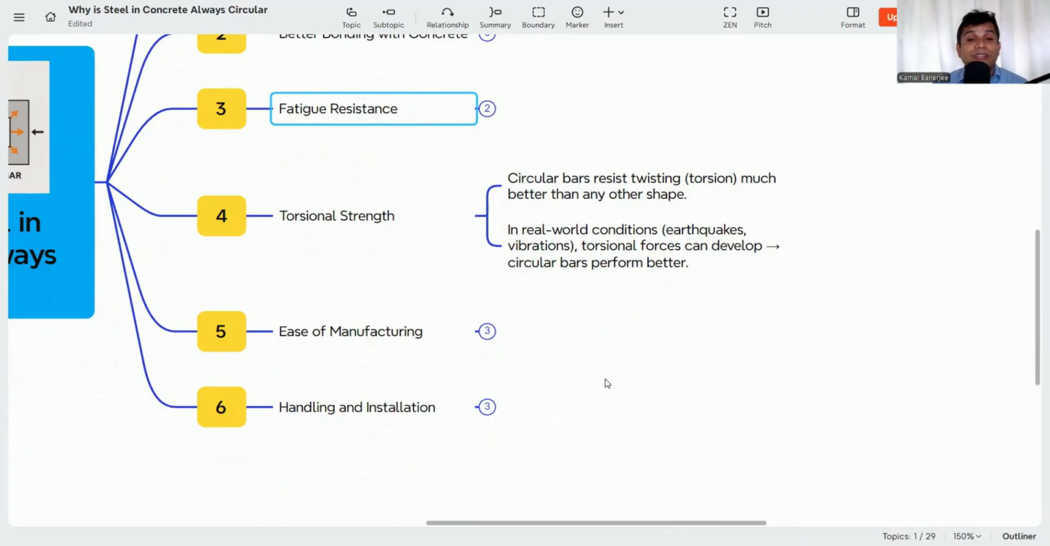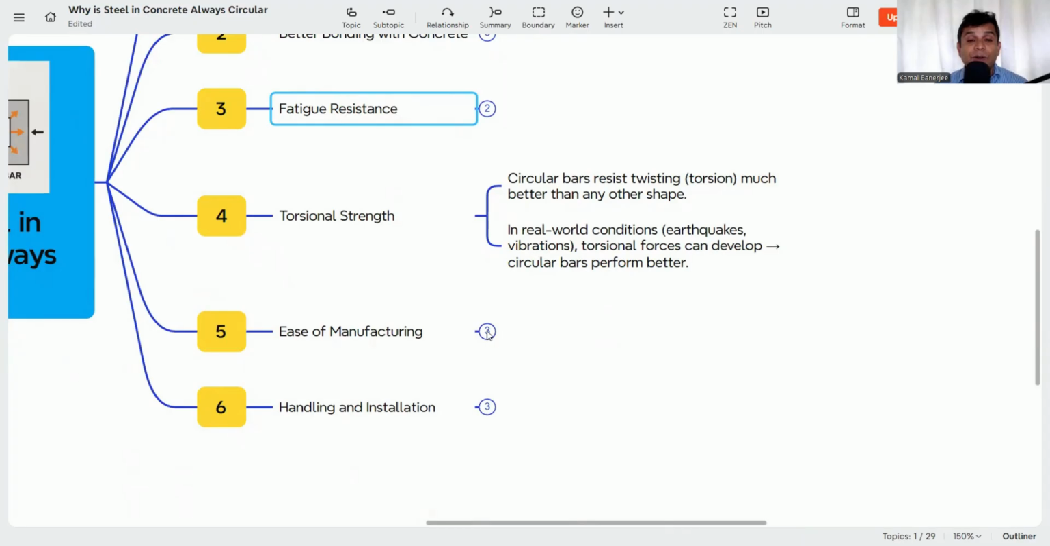In real-world conditions like earthquakes and vibration, torsional forces can develop, and circular bars perform better. So if there is any twisting in a structure, like in an earthquake, the circular bar has an edge over the others, because of its shape it gives more torsional strength in the structure.